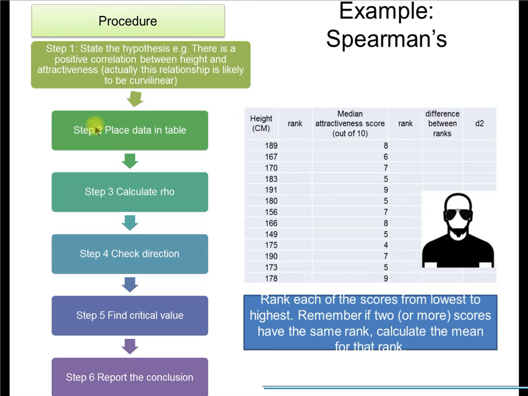So we have two values. We place the data in the table. We have our height, and we have our median attractiveness score. So this is a score out of 10.